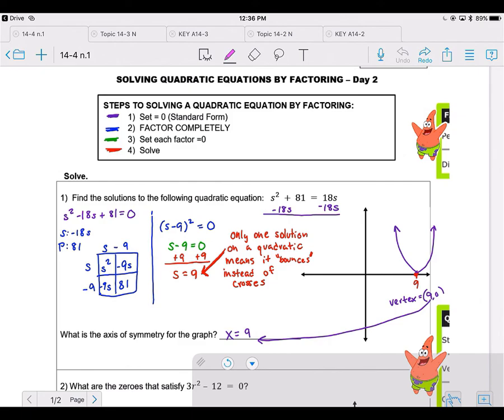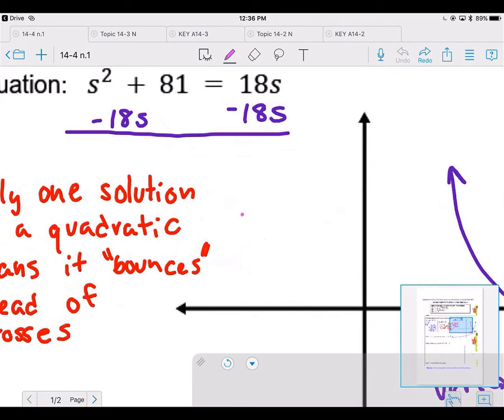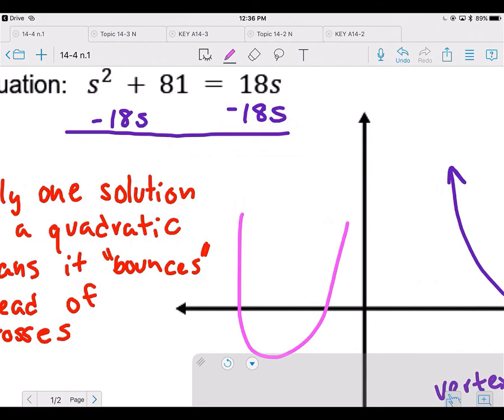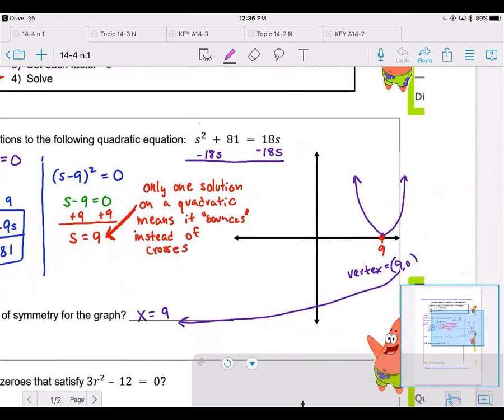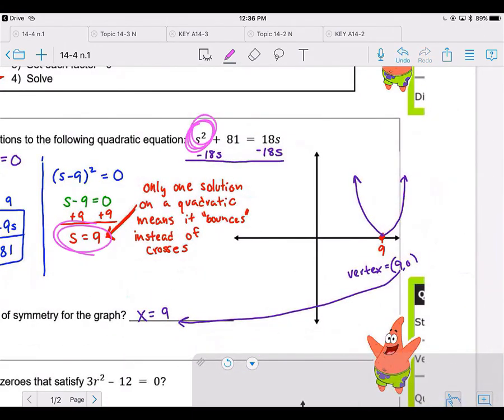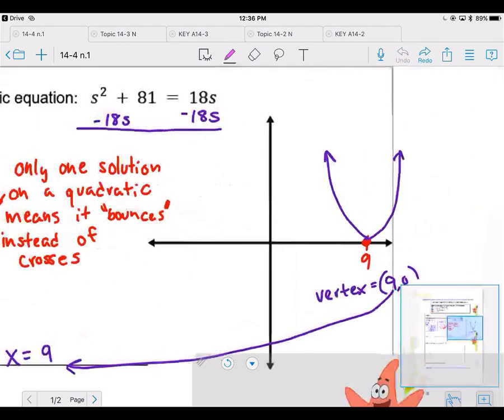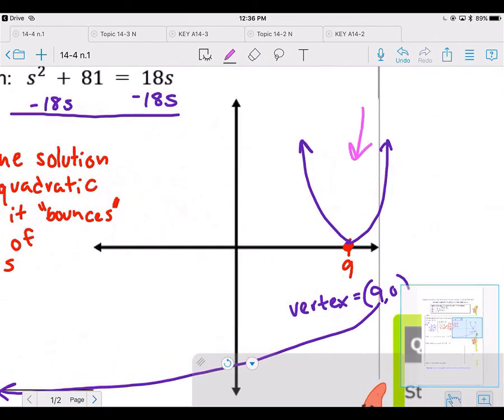Now, normally with a quadratic, we have two solutions, but for this example, we only have one. That means that one solution on a quadratic bounces instead of crossing. Normally, we have two, like -7 and -3, and it crosses through. But if you know you have a quadratic, but you only have one solution, it means that you still have a U-shape that bounces at your solution. So that's how we know this is what it looks like.